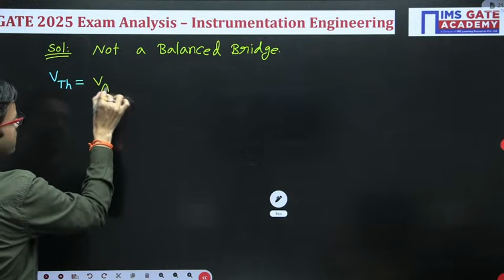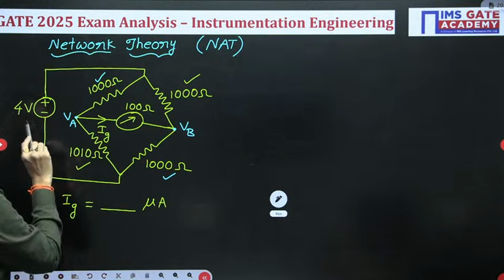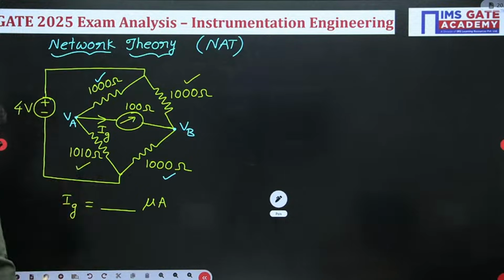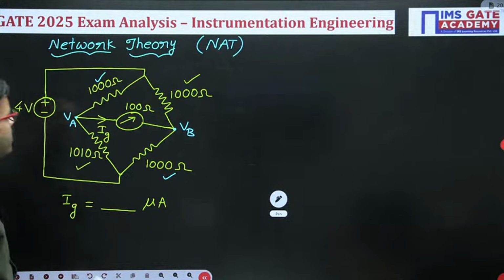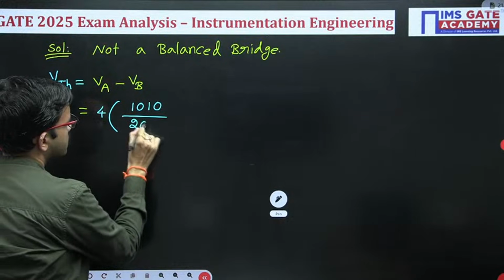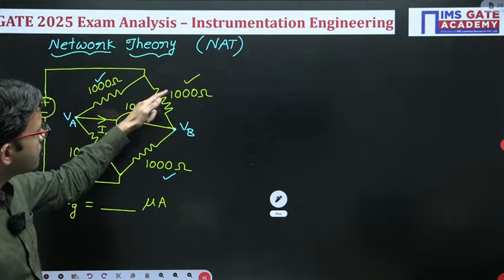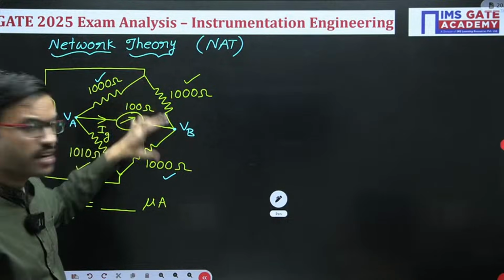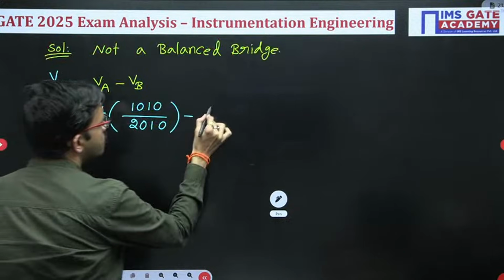VTH equal to VA minus VB, where VA is nothing but 4 into 1010 divided by the sum of these two, so 2010, minus. Just observe here, 1000 ohm, both are equal resistors. What is the supply voltage there? You are getting exactly half. Here half, here half. That means 4 divided by 2, that is nothing but 2 volts.